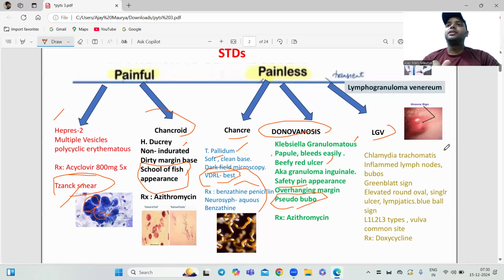LGV, lymphogranuloma venereum, is caused by Chlamydia trachomatis. We are having inflamed lymph nodes. True bubos are present in the LGV. Pseudo bubos are present in donovanosis. Please remember this one. There is a groove sign. We are having the types L1, L2, and L3 of the LGV, and the most common site will be the vulva. Drug of choice is doxycycline. So guys, from this one you will get one MCQ.